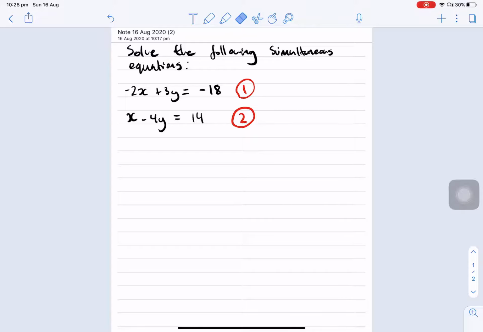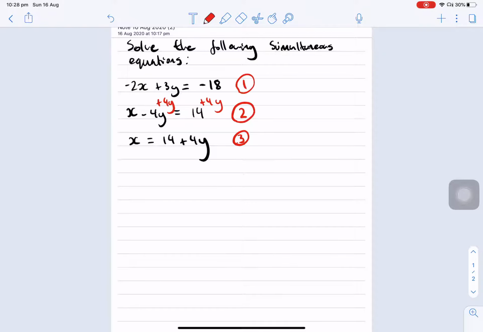So I'm just going to do that step here. Just going to look at equation 2. I'm just going to plus 4y to both sides. And if I do that, it gives me x equals 14 plus 4y. And I'm going to call that 3. Now that I have this equation where x is by itself on one side, I have an x value which I can sub into one of my equations. So I'm going to sub the value of x, which is in equation 3, into equation 1.